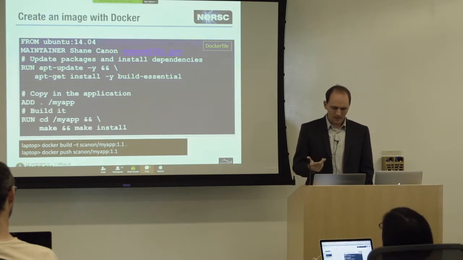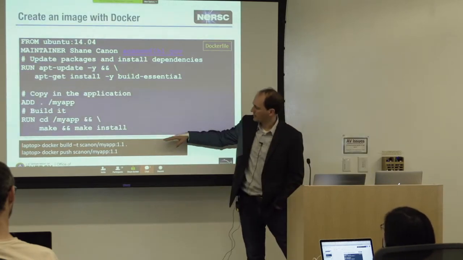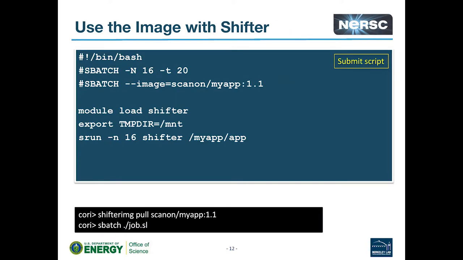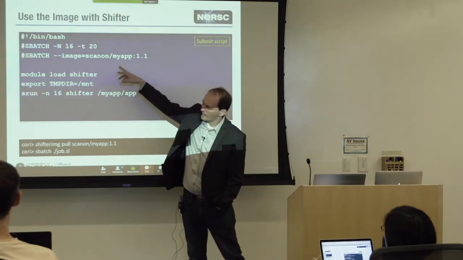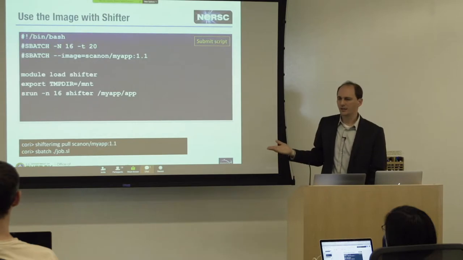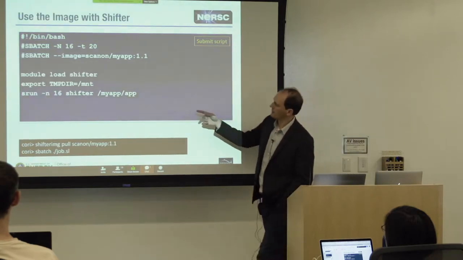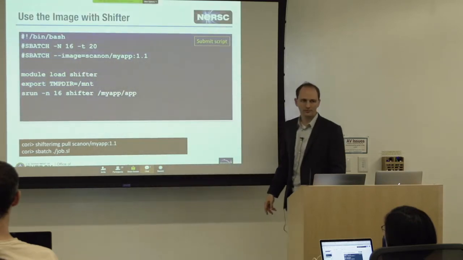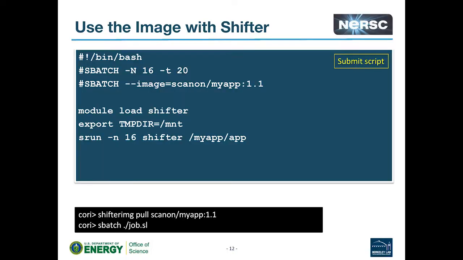All right. So in here we've prepared an image and we pushed it to a registry. How would we use that with Shifter? You can use Shifter to run images interactively or through a batch script. In this case, I'm showing the batch mode. We have extensions to Slurm to know about Shifter, so you can embed this --image to tell it what Docker image you want to use. And behind the scenes, it'll do some setup for you.